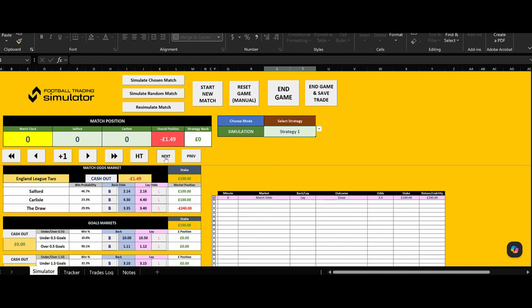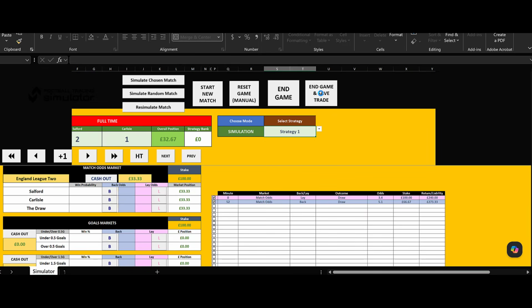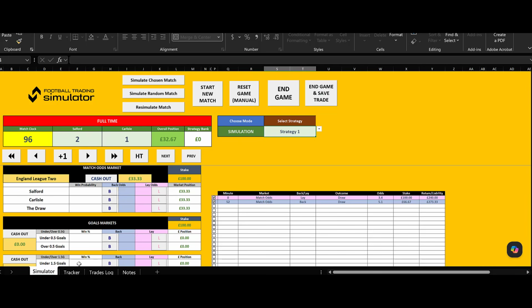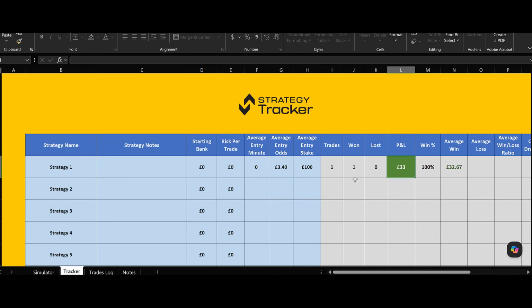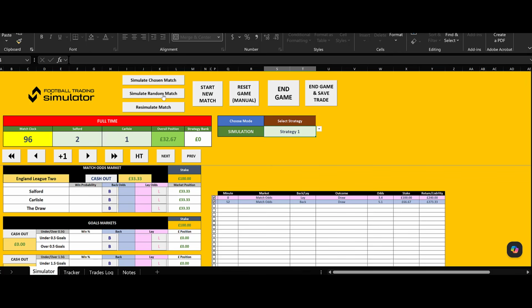So we could just go to next goal, and then we could press the cash out and then done. And then you click on end game and save trade. And this is going to start to save your trades as they go along. And it's going to build a record of your trades. And then you're going to see it in the back end here. And then you can obviously get good confidence about your strategy before you get into the market.